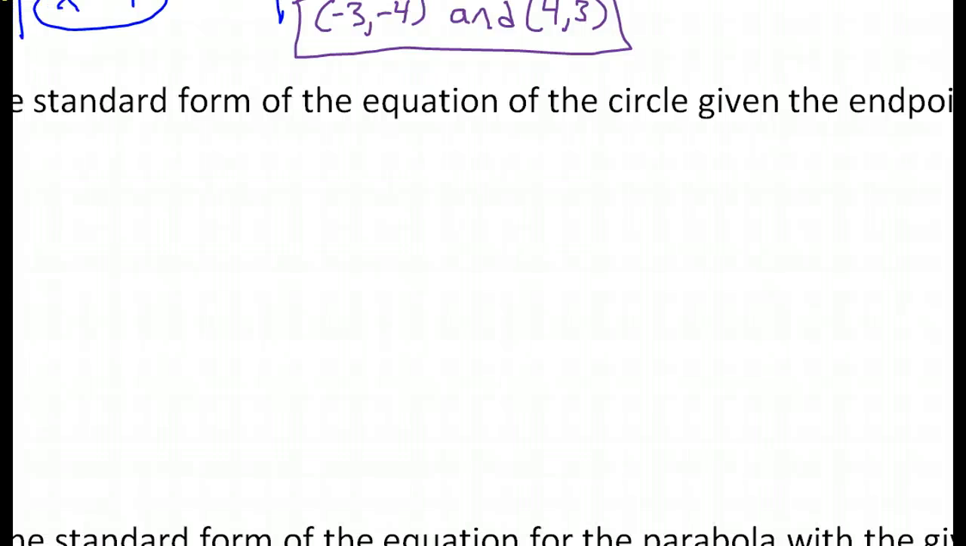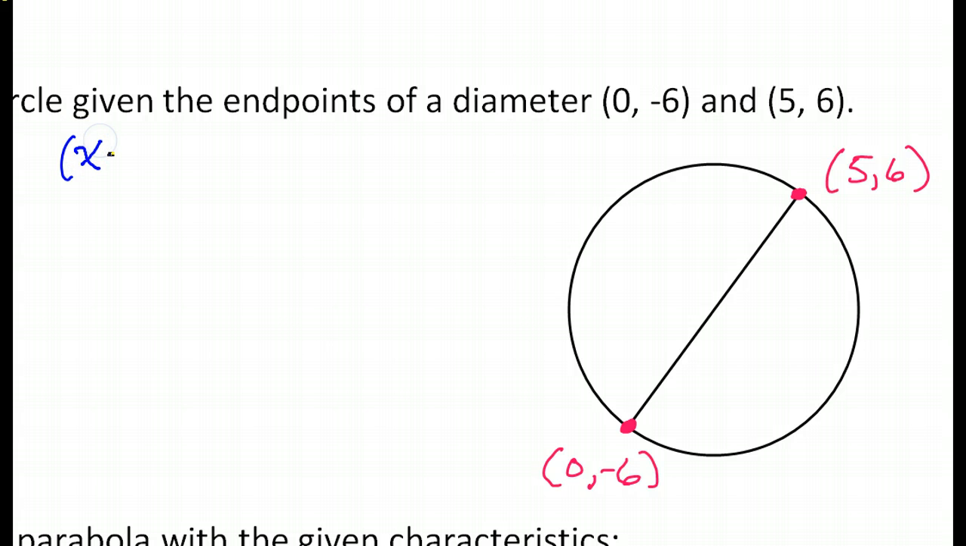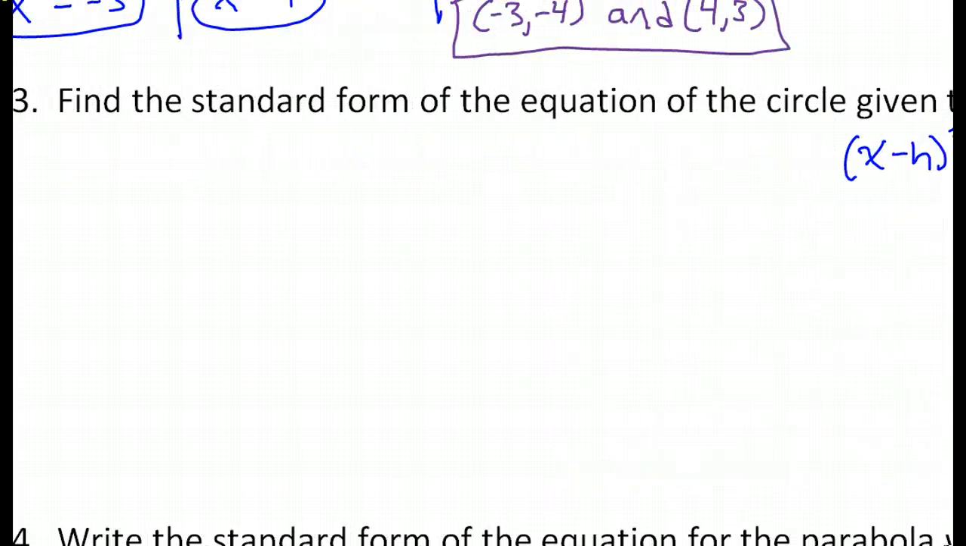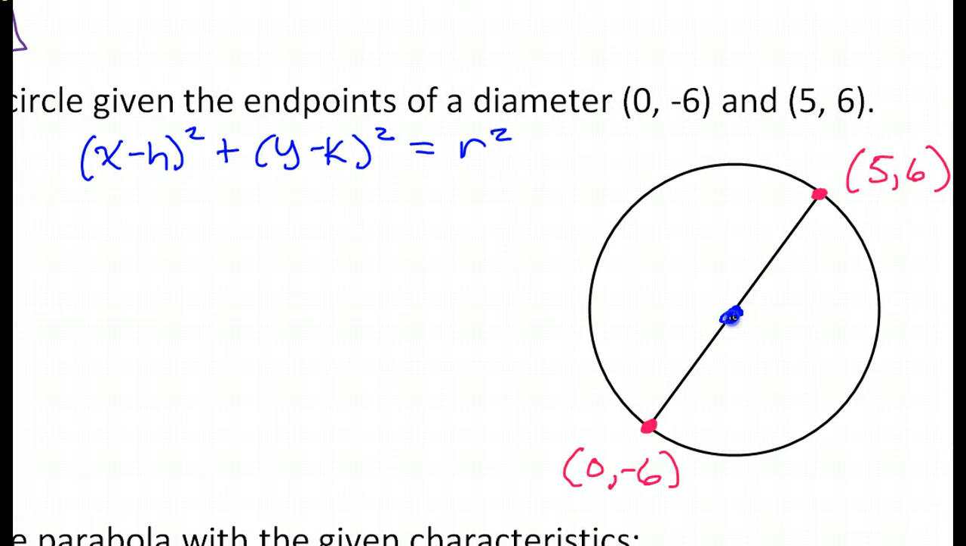Now, our goal is to write a standard form equation of a circle. So remember, guys, the standard form for a circle is x minus h squared plus y minus k squared is equal to the radius squared. And the h and k here are the center of the circle. So the first thing we want is to find the center of the circle. Step 1 is find the center.